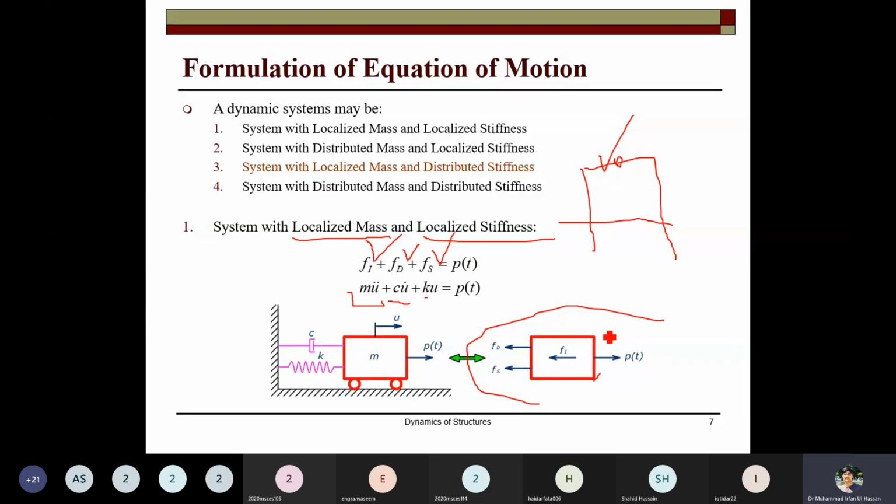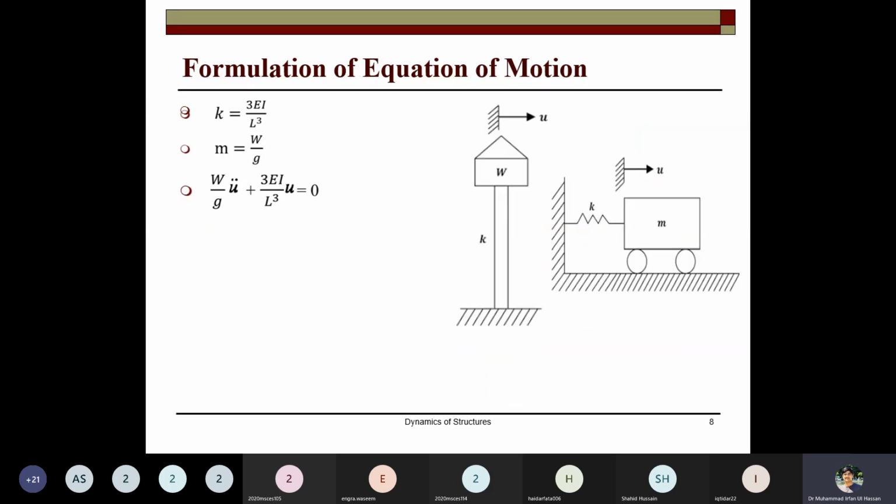Now let's say you want to write the equation of motion for different systems, so you should be able to write down the equation of motion for them. For example, an overhead tank which is free at the top, the free body is like the mass is fixed at the top, and the mass is considered at the top and it is moving in the lateral direction.